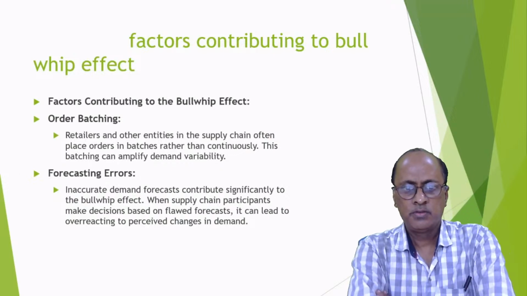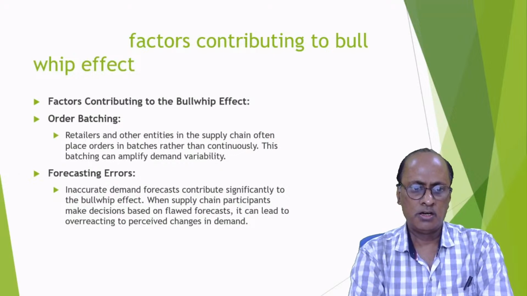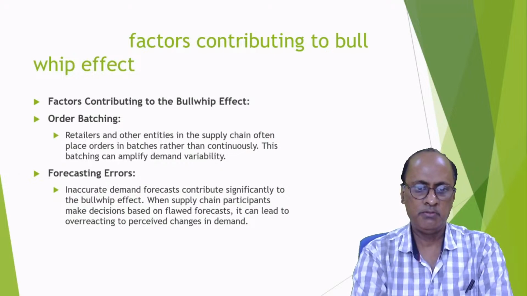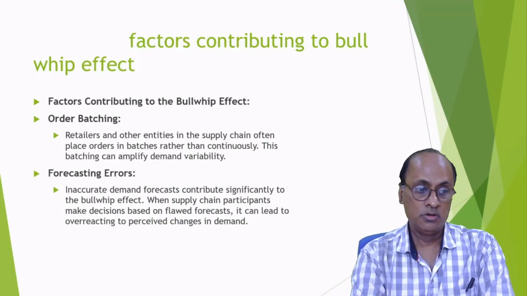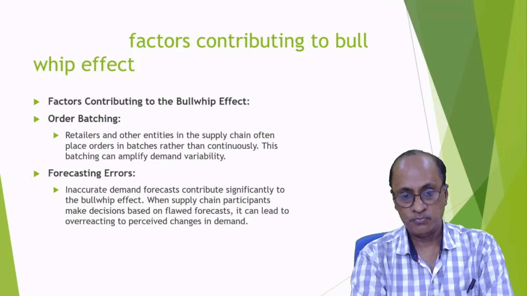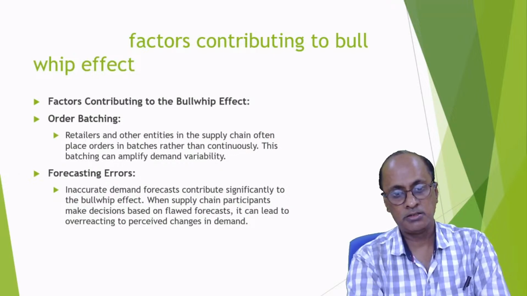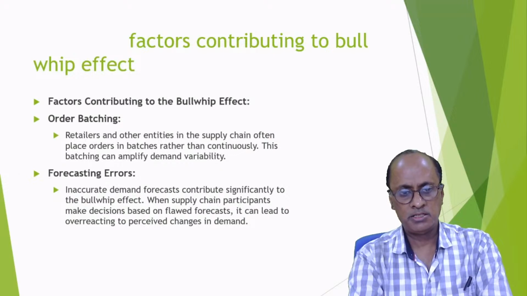So, what are the factors that contribute to the bullwhip effect? Order batching. Retailers and other entities in the supply chain often place orders in batches rather than continuously. This batching can amplify demand variability. So we don't order a single unit; retailers and other entities order in batches, and manufacturers also order in batches from the suppliers.